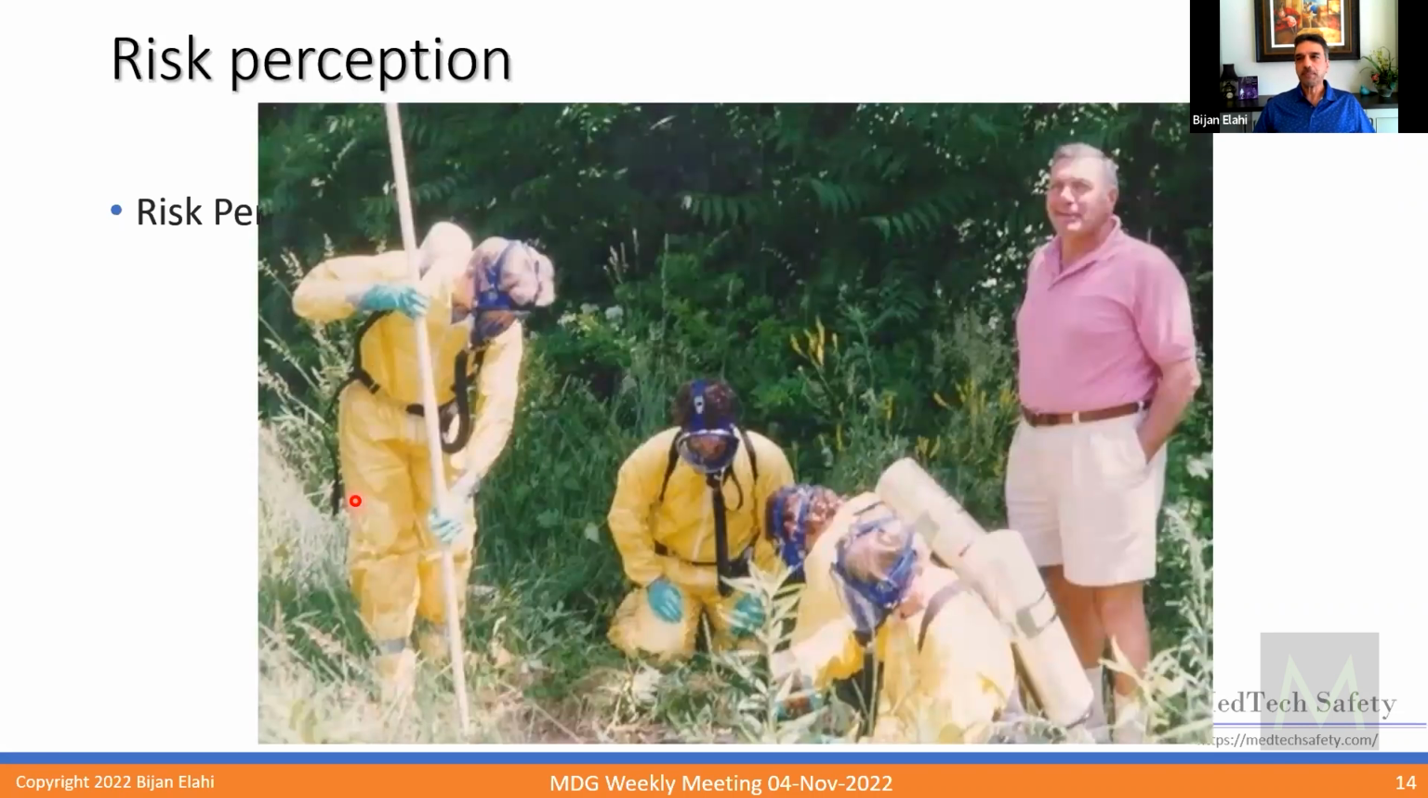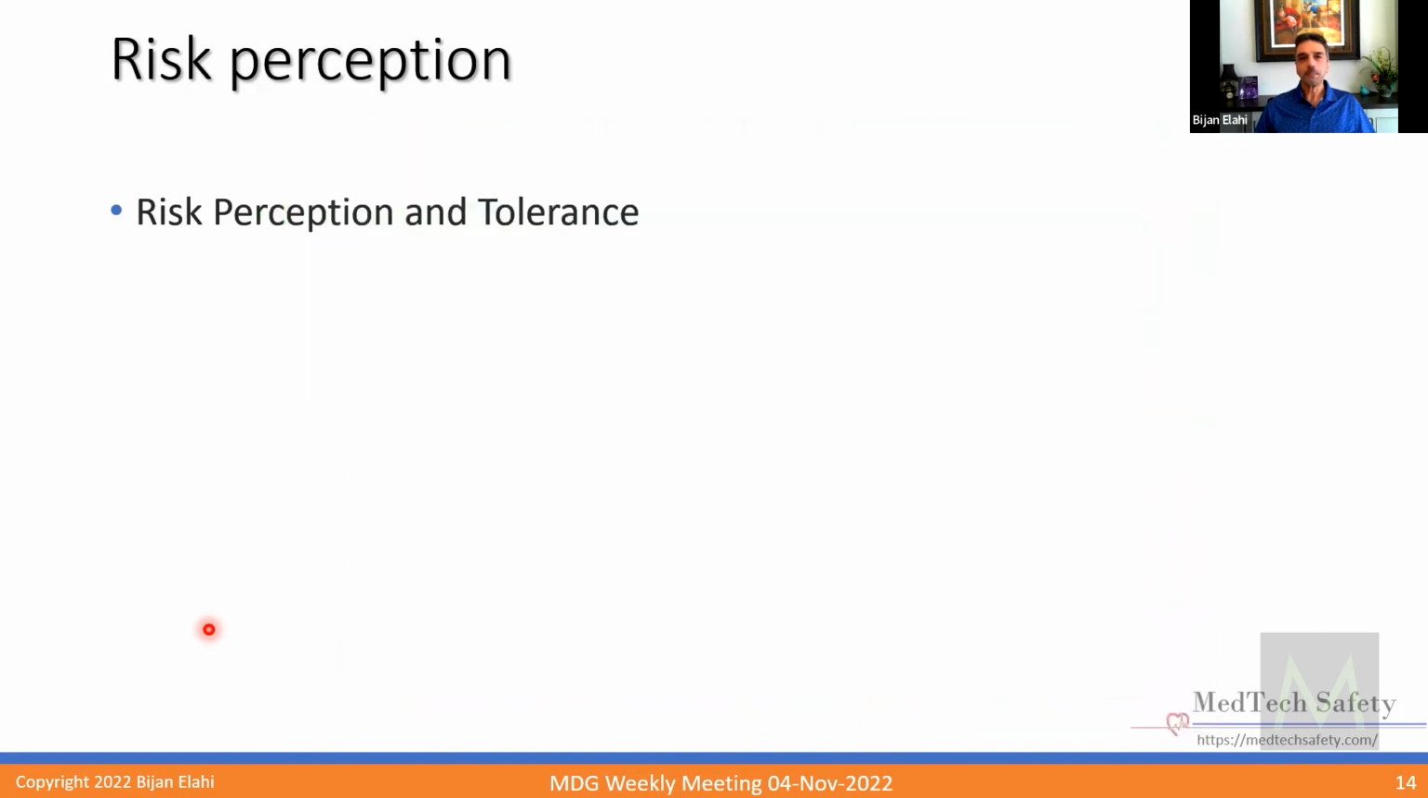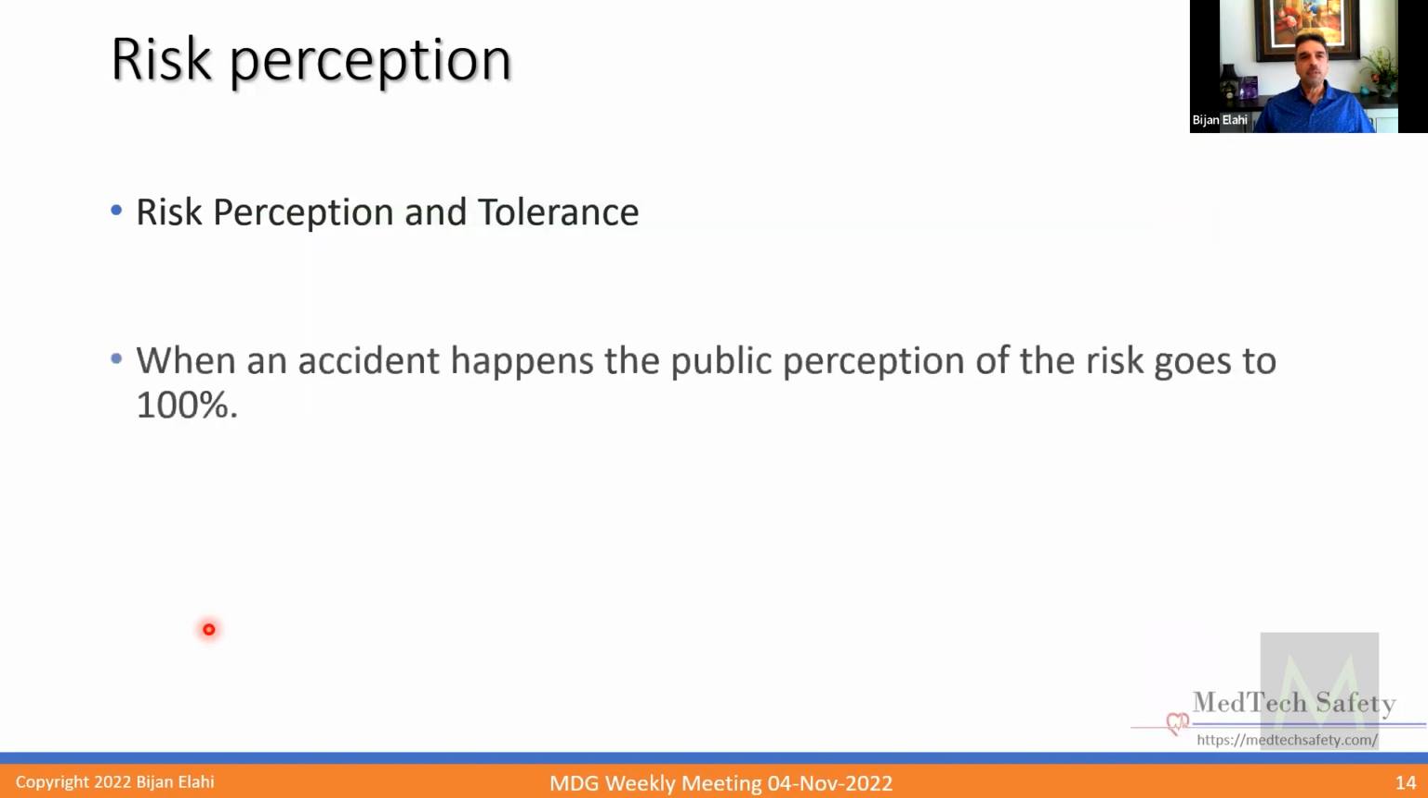Take a look at this picture. Do you think the person in the pink shirt has a different tolerance and perception of risk than the people in the yellow? This is not photoshopped. This is a real picture that was taken in upstate New York in the early 1990s. We don't know what happened to the man in the pink shirt, do we? No. But clearly he was smiling and he was just fine. He thought the risk is okay.